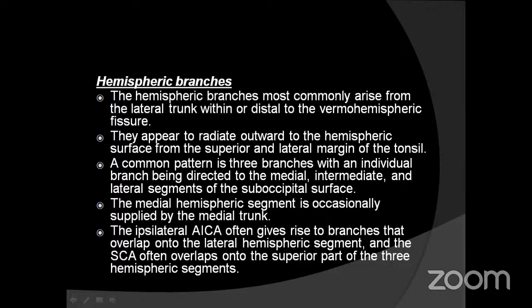So the hemispheric branches most commonly arise from the lateral trunk within or distal to the vermohemispheric fissure. They appear to radiate outward to the hemispheric surface from the superior and lateral margin of the tonsil. A common pattern is 3 branches, with an individual branch being directed to the medial, intermediate, and lateral segment of the suboccipital surface, just like SCA does on the tentorial surface of the cerebellum. The medial hemispheric segment is occasionally supplied by the medial trunk. The ipsilateral AICA often gives rise to branches that overlap onto the lateral hemispheric segment, and the SCA often overlaps on the superior part of the hemispheric segments.